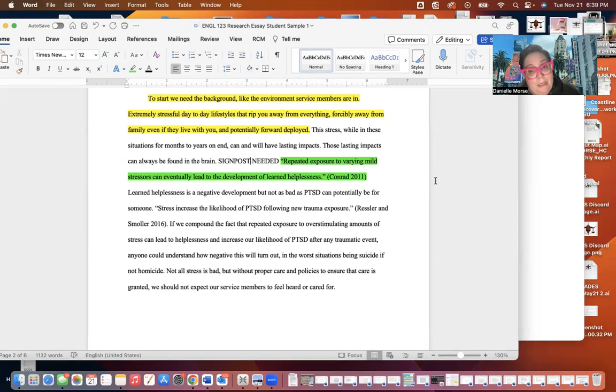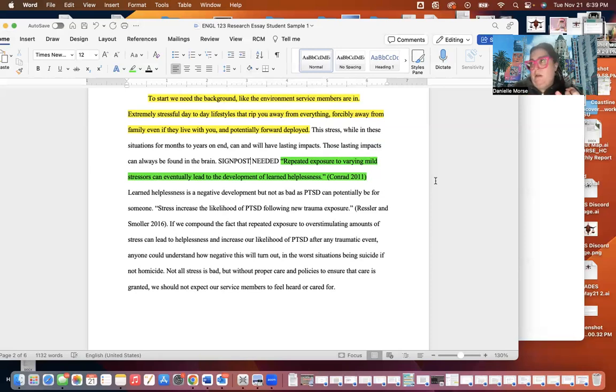Like, okay, repeated exposure to some form of varying mild stressors. Well, waking up every day is a mild stressor for me. So are you telling me that me being stressed every time I wake up in the morning, maybe I will experience learned helplessness? I'm sorry, I'm not trying to yell. I just, when I read this source, I have no idea why it's here. It doesn't say that this source comes from a conversation about the military.